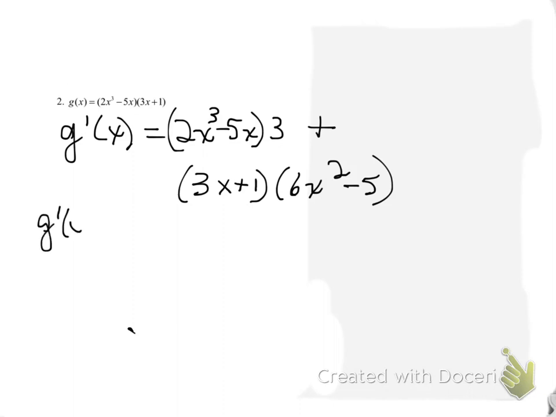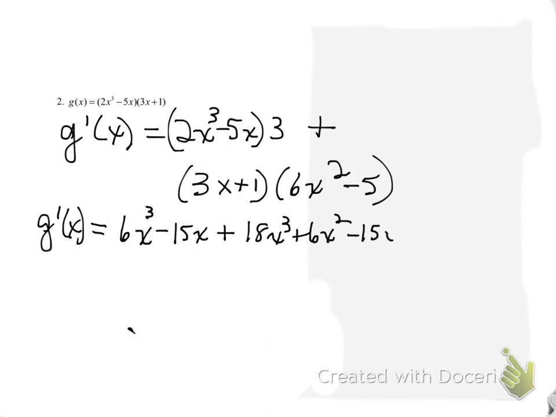Alright, so let's see if we can clean this up. So g prime of x equals, let's distribute that 3, and we have 6x cubed minus 15x. Okay, so now plus, I'm going to have to FOIL as we go. So plus 18x cubed plus 6x squared minus 15x minus 5.